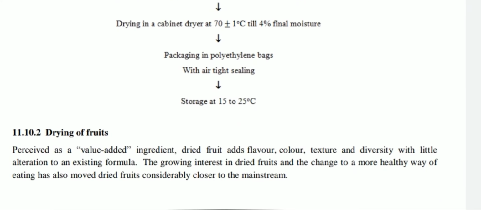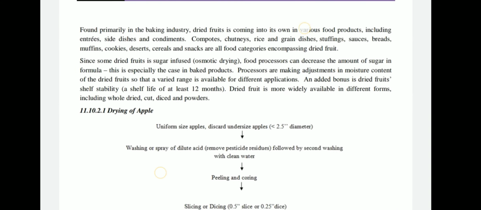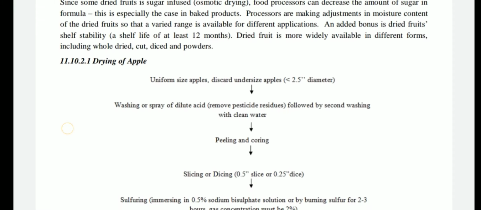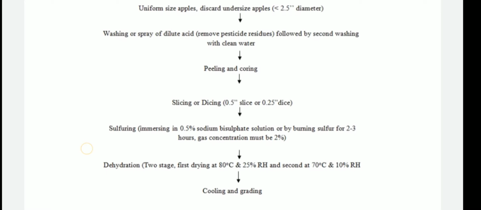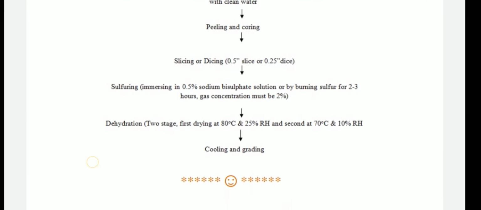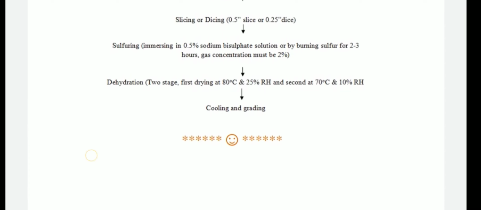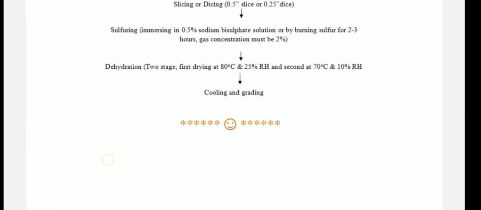And lastly, the drying of fruits, which is generally osmotic drying. An example is drying of apple. Then the size, washing, peeling and coring, slicing and dicing, then sulfuring, then dehydration. Now cooling and grading.